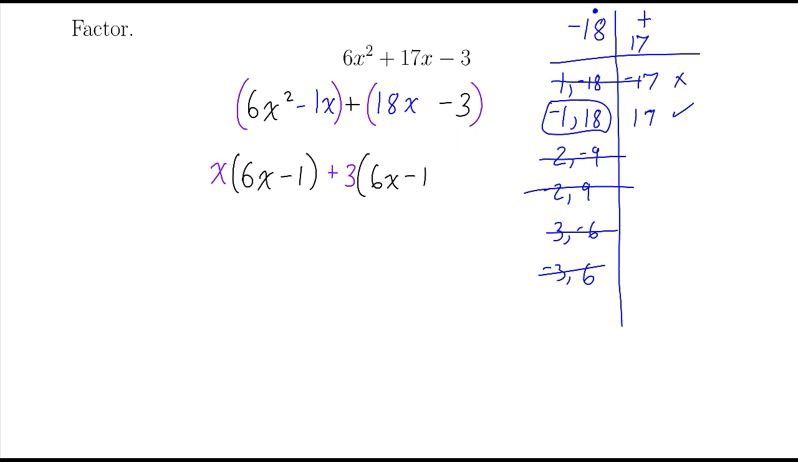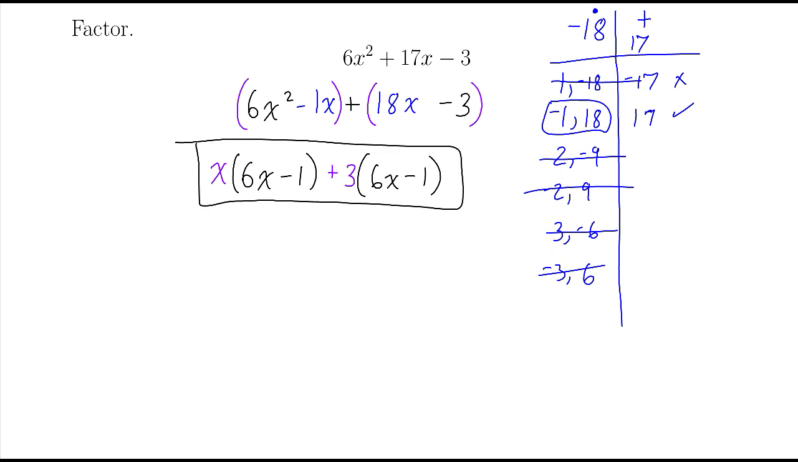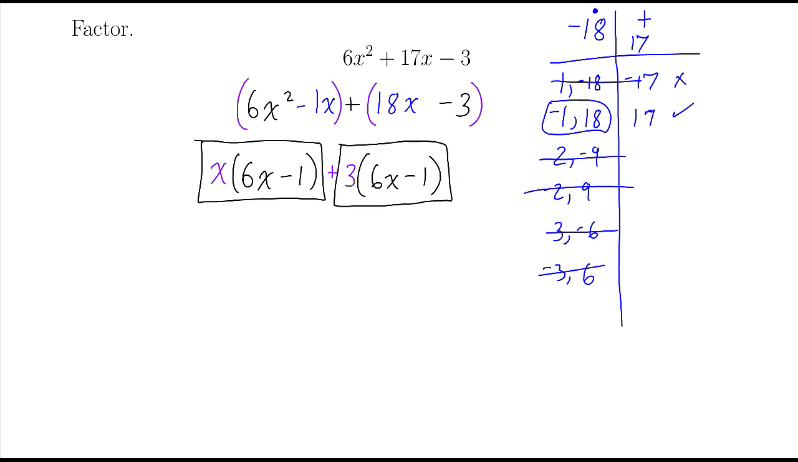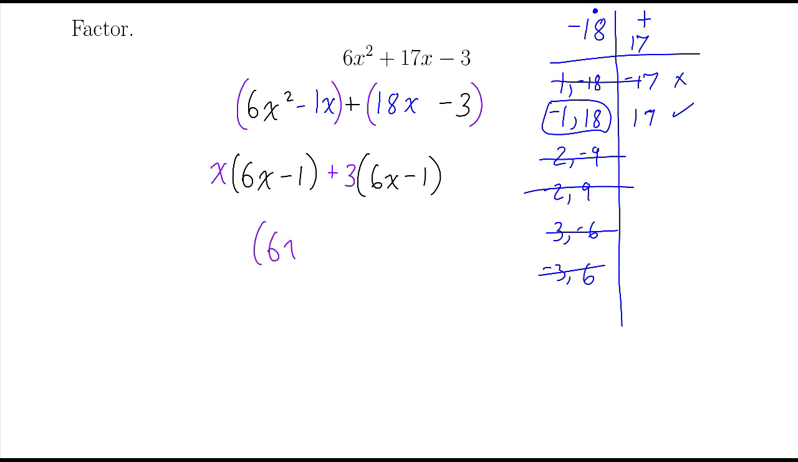This is starting to look familiar, right? Now, this is the hardest part to see, but this is the easiest step. This expression here consists of two terms, right? x times 6x minus 1, plus 3 times 6x minus 1. You have two terms. Notice the two terms have a common factor. Their common factor is 6x minus 1. Oh, wow. So 6x minus 1 is the common factor. I'm going to write that in black.